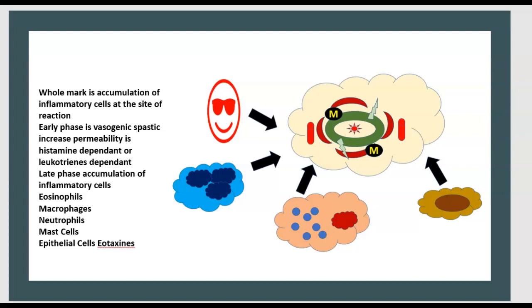Hallmark is accumulation of inflammatory cells at the site of reaction. Early phase is vasogenic, spastic, increasing permeability with histamine dependent. The second phase is with action of leukotriene and accumulation of inflammatory cells, eosinophil, macrophage, neutrophil, mast cell, and epithelial cells, eotaxin.